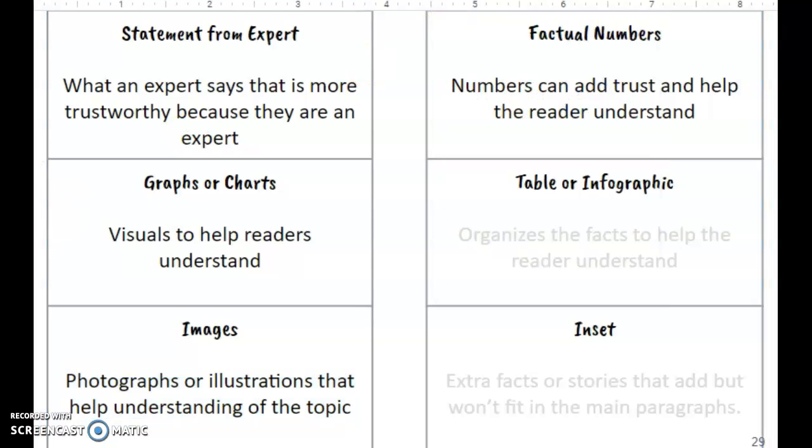Photographs and illustrations help readers understand a topic. If I can see how much pollution is, how many plastics are floating in the ocean, that helps me understand how big of a problem it is, rather than someone just saying, there's plastic bottles in the ocean. An image helps me understand how bad the problem is.